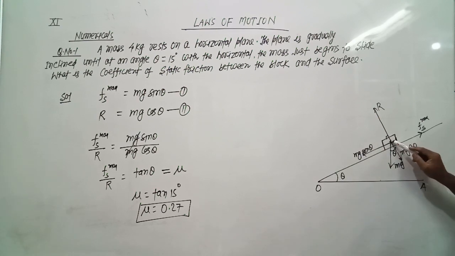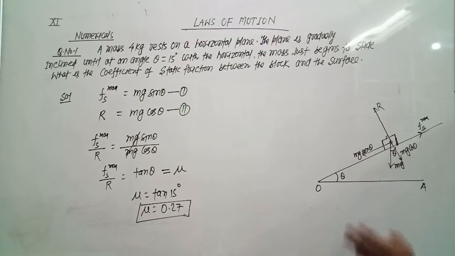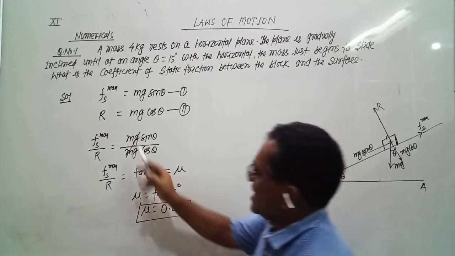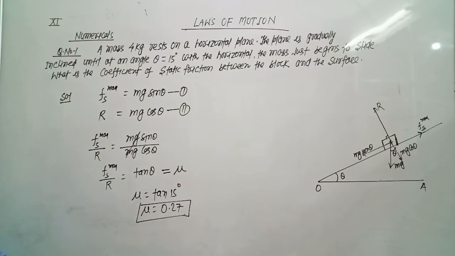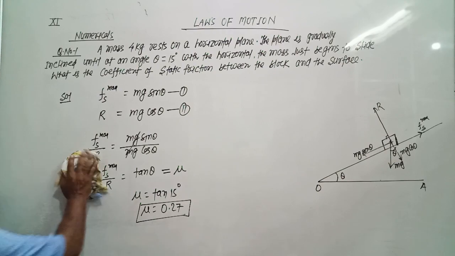When the mass slides down, the frictional force acts in the upward direction, and there must be two components, mg cos theta and mg sin theta. We resolve these components, and Fs maximum upon R equals tan theta, and we know mu equals tan theta, and the value for theta of 15 degrees gives 0.27.